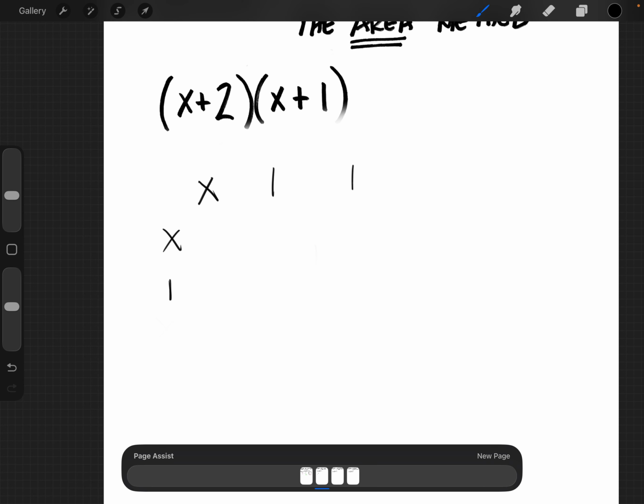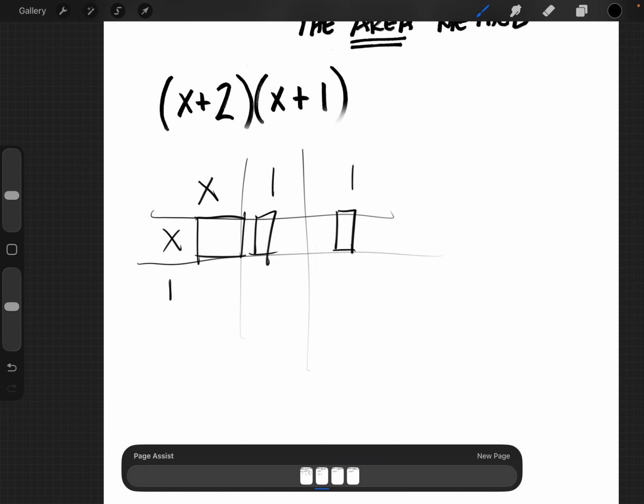From here, we'll go ahead and multiply it through like a grid, and we will find x times x is x squared, which will give us a big block right here. X times 1 gives us a length block, like so. X times 1, length block. X times 1, same way. 1 times 1 is just a 1 and 1.